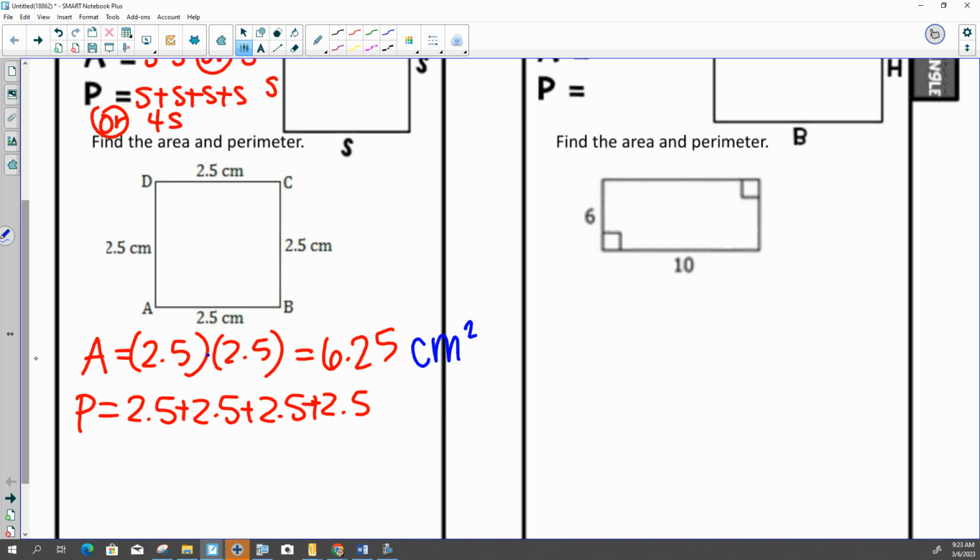All right, Peyton, what did you get for the perimeter of our square? And these are 1 dimension, so it's just 10 centimeters. Now, if you don't think units matter, they do.